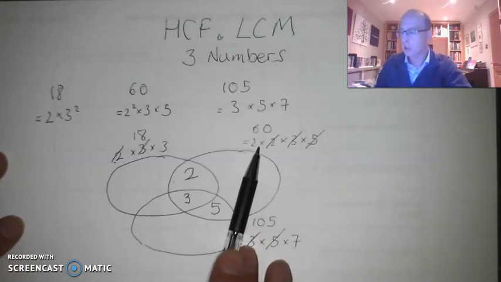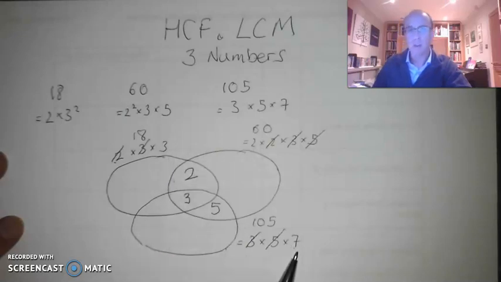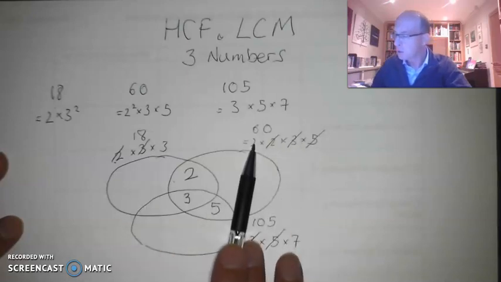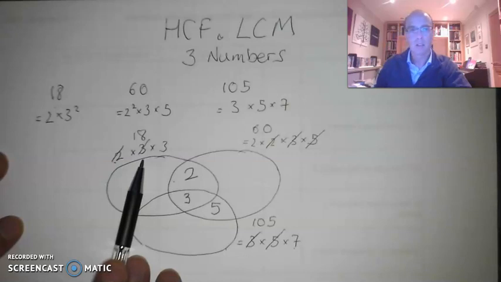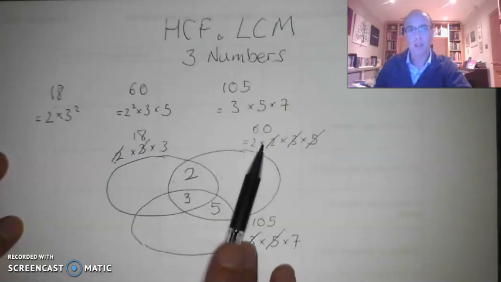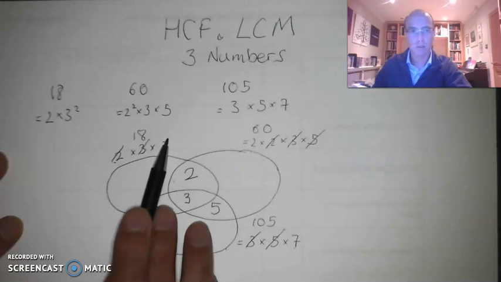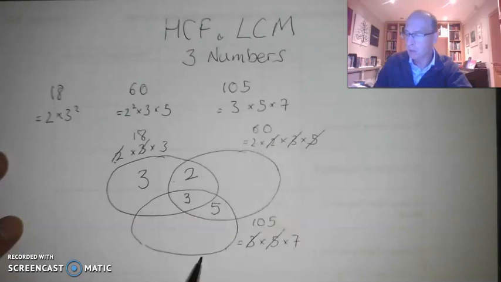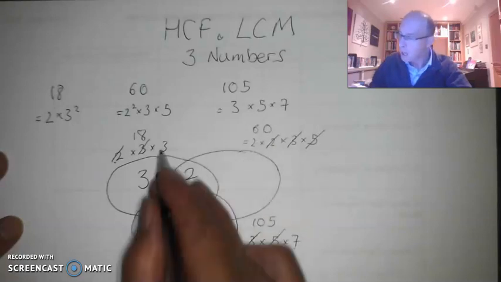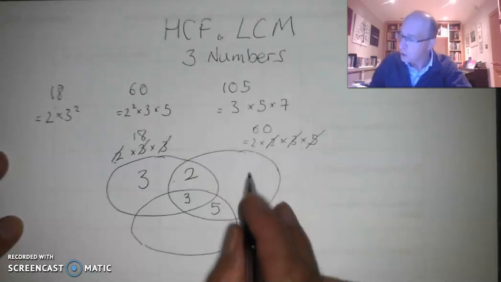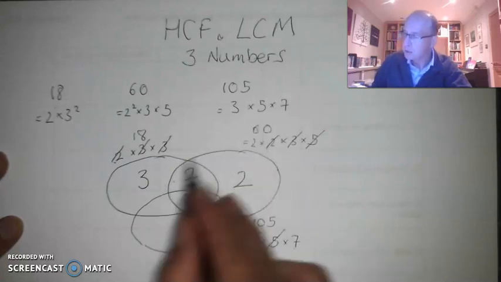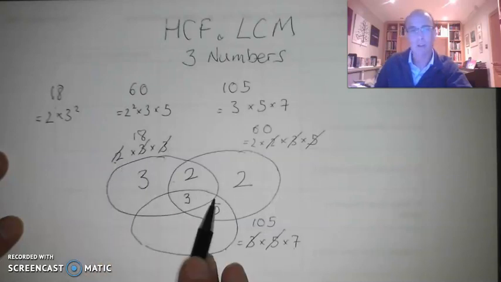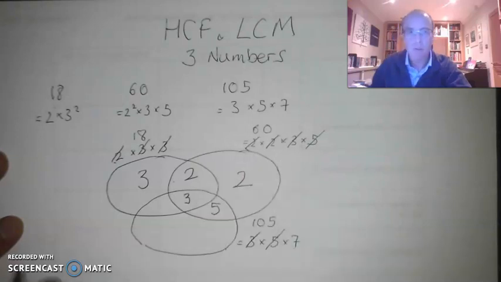So up here I've got a 2, I've got a 3 here, and I've got a 7 down here. So 7's in this list, not in the other 2. 2 is in this list, but not in these two. And similarly with the 3, it's only here, not there, and not there. So the 3 is going to go in my 18 bubble, but outside of the 60 and the 105. I've used it, let's cross it off. My 2 is going to go inside my 60 bubble. It's not included within the 18 or the 105. I've used it, let's cross it off.